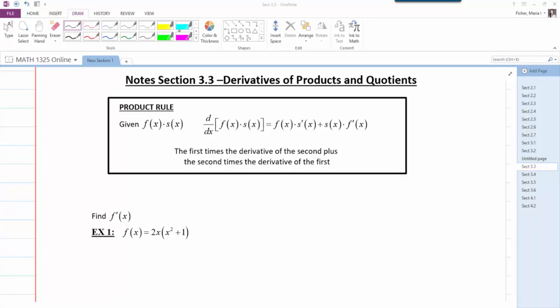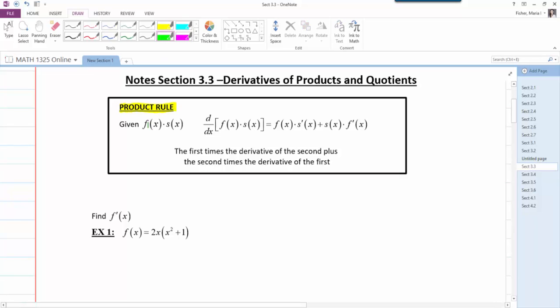So we were never able to handle something like f of x equals 2x times x squared plus 1 unless we rewrote this. So what we're going to learn today is how do we handle products and how do we handle quotients within problems. So the product rule is where we're going to start. And the product rule says the following.